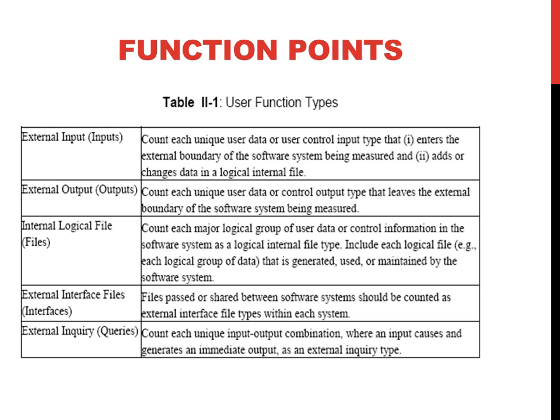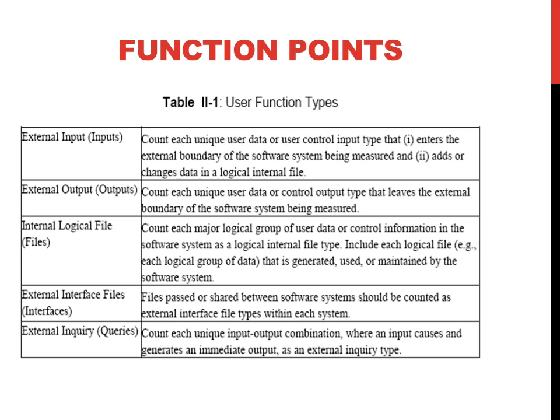Getting into the next slide about the function points. We have discussed this function point in earlier classes also. User function types are external input, external output, internal logic file, external interface files, and external inquiries, and I would like to define all these once. External input means count each unique user data or user control input type that enters the external boundary of the software system being measured, and it adds or changes data in a logical internal file. External output: count each unique user data or control output type that leaves the external boundary of a software system being measured. Internal logic file.